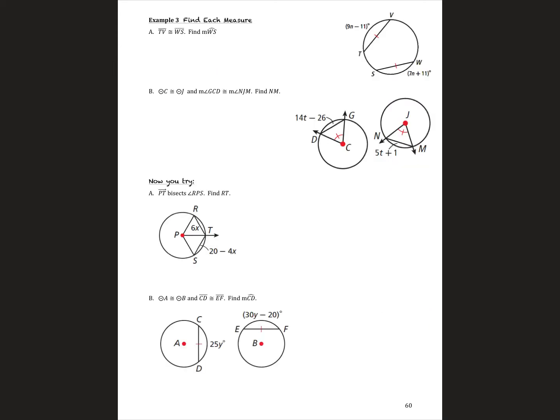In example 3, if the chords are equal to each other, then the arcs subtending that chord also equal each other. So you set those equal to each other and solve. 7n plus 11.